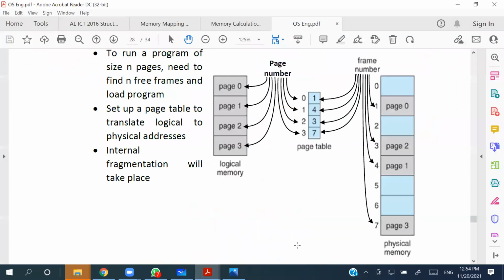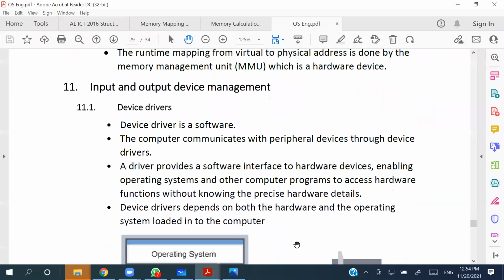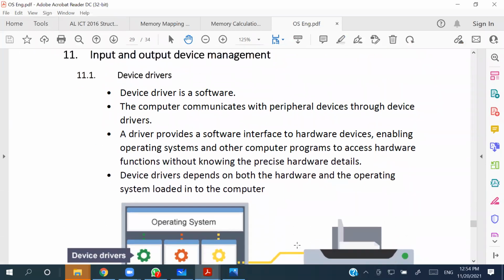Now, as the last part, we have to talk about the input and output device management, right? So input and output device management, it is talking about another managing side of an operating system. So far we have talked about different kinds of management regarding the operating system, right? So we talked about the process management, we talk about the security management, we talk about the resource management, right? So now we are going to talk about input and output device management.